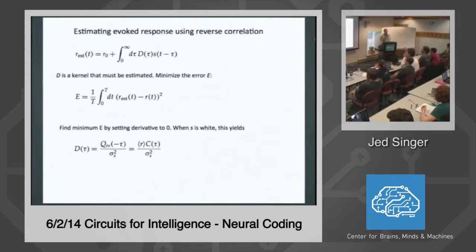When S is not white, things get a little hairier. At the very end of this, I'll briefly touch on a technique for dealing with that case. But since the stimulus is under your control, if this is what you want to do, it's definitely easier to use a temporally uncorrelated stimulus.